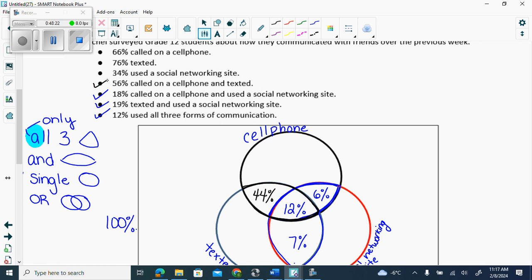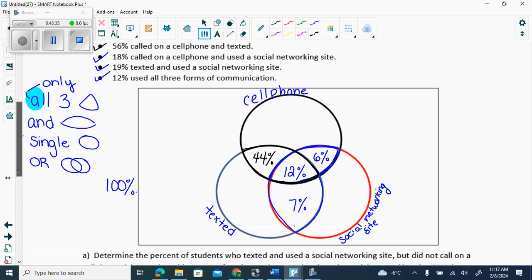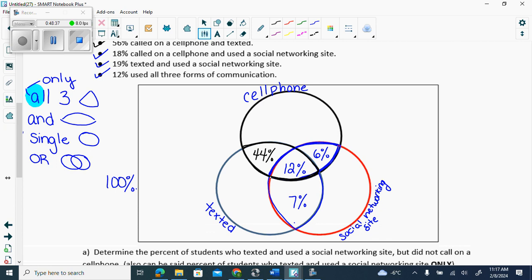34%, and there actually are no ors on this one, so there are no snowmen, but there could be. 34 used a social networking site. Does it say no social networking site only? Does it say only? No. So I need to have 34 who use social networking. Guys, these people in this circle all use social networking. This one, the 6 just happens to have a cell phone. This one happens to have all the other 2. This one happens to have texting, but they're still using social networking, are they not?